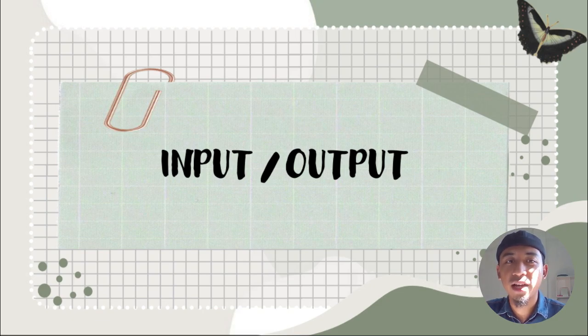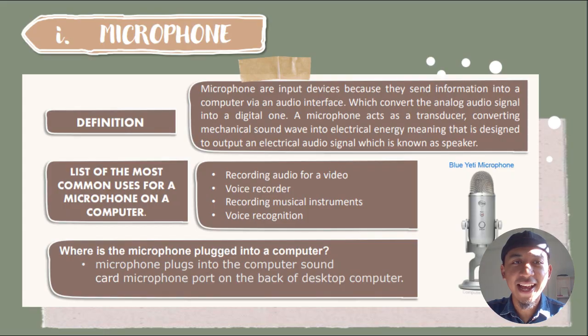Next, I want to talk about input and output devices. What are input and output devices? Input devices send information to another device, whereas output devices reproduce information coming from a device. It's possible for a device to be both input and output.